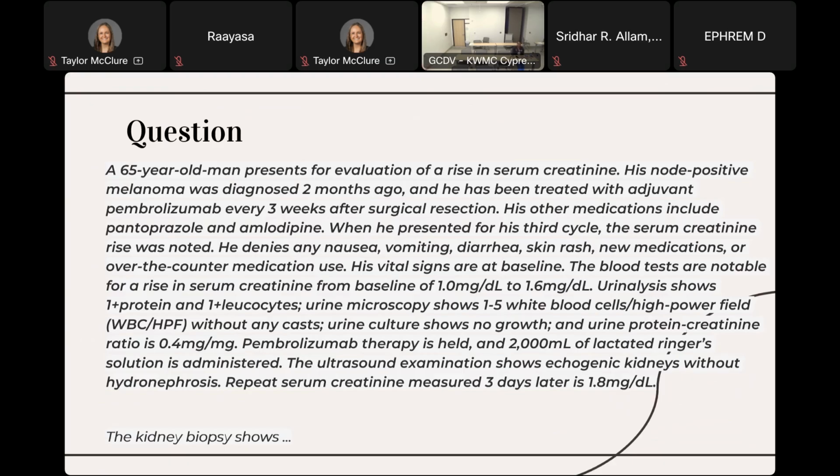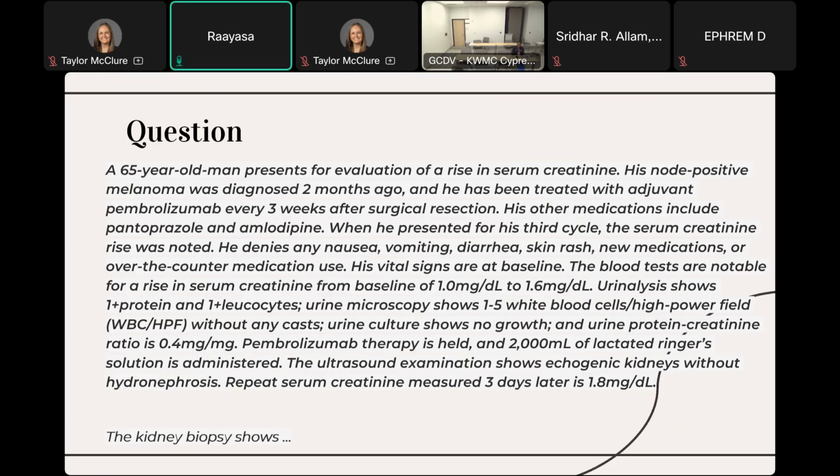His other medications include pantoprazole and amlodipine. He has been receiving a total of 3 cycles until now. No nausea, vomiting, diarrhea, or skin rash. His blood tests show a rise in serum creatinine from a baseline of 1 to 1.6 now. The urinalysis shows 1 plus protein, 1 plus leukocytes, 1 to 5 WBCs per high power field. There are no casts. The urine culture is no growth. Urine protein creatinine ratio is 0.4.